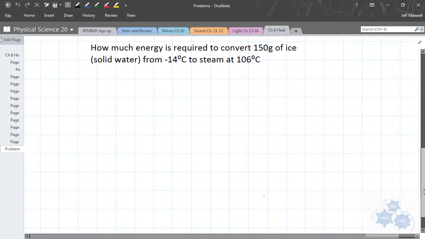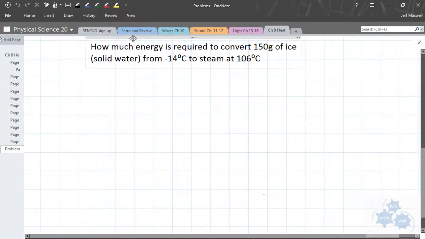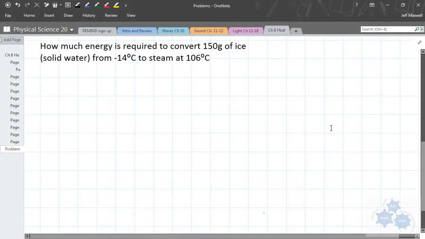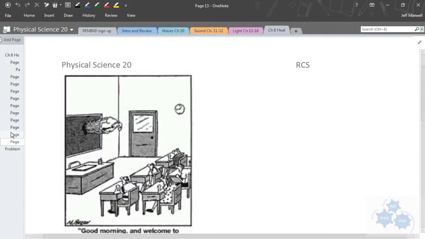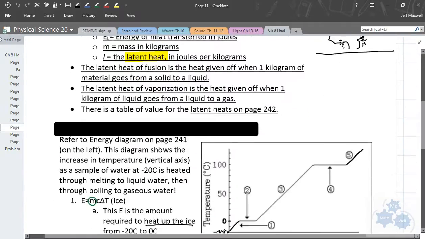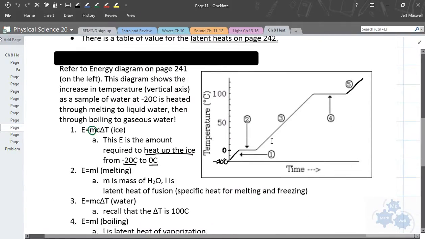Okay, this is the one I want to spend the rest of our class time on here. And this one is like the graph that I showed you, right? This graph right here. So what we're going to do is read the question, and we're going to sketch this graph first, okay? And we're going to put all the temperatures and stuff on here, and we're going to kind of lay out what we need to do.